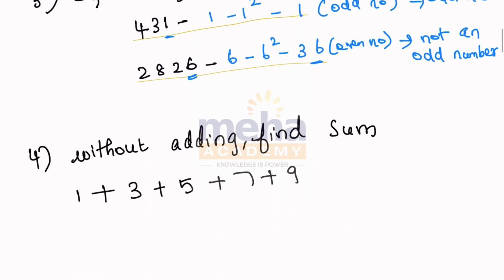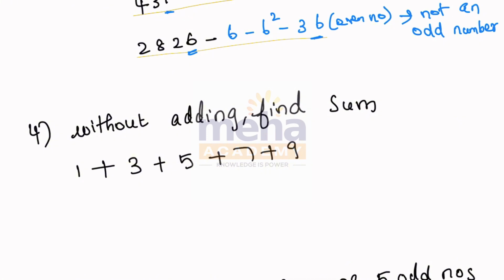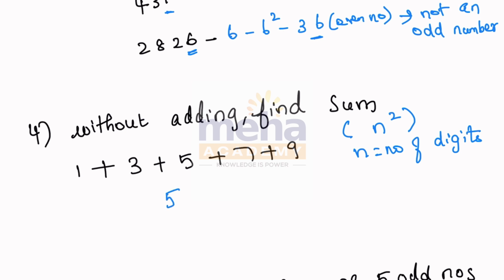Next question. Without adding, find the sum. Without adding, the sum of natural numbers is given by a formula n square, where n is the number of digits. Here the number of digits is 1, 2, 3, 4, 5. So n square is equal to 5 square. That would be 25.